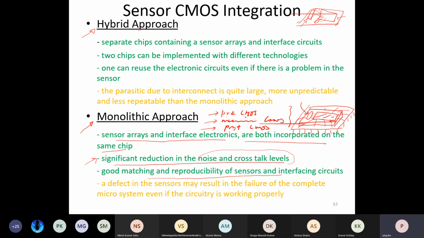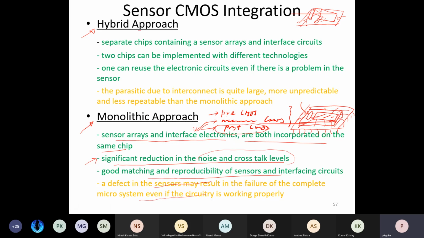As I said, there are pre-CMOS, intermediate CMOS, and post-CMOS. That is the way forward. Maybe post-CMOS is the only way for the masses, right? For us now. Also, a defect in the sensor or these non-conventional silicon devices may result in failure of the complete microsystem, and you need to throw it away, right?